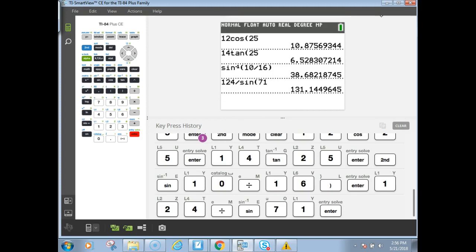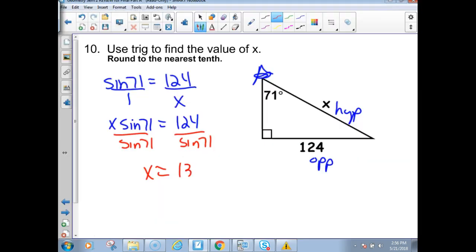I got 131.1. And that's whatever unit, so I didn't have any units given, so I'm just labeling it with a U. Okay.